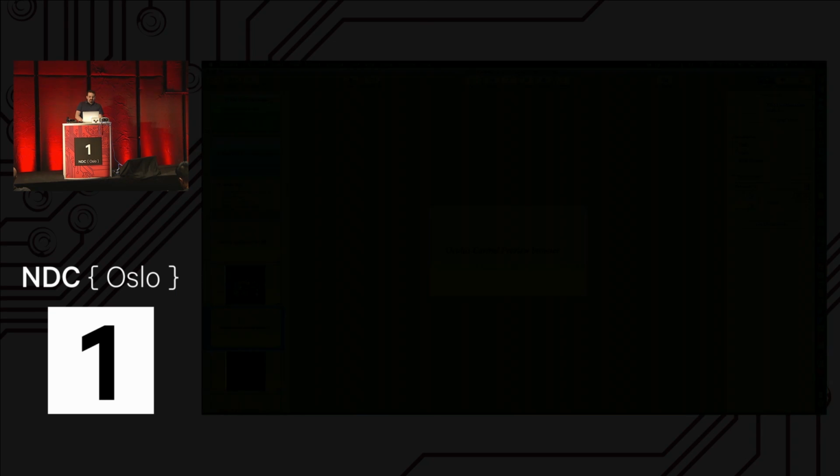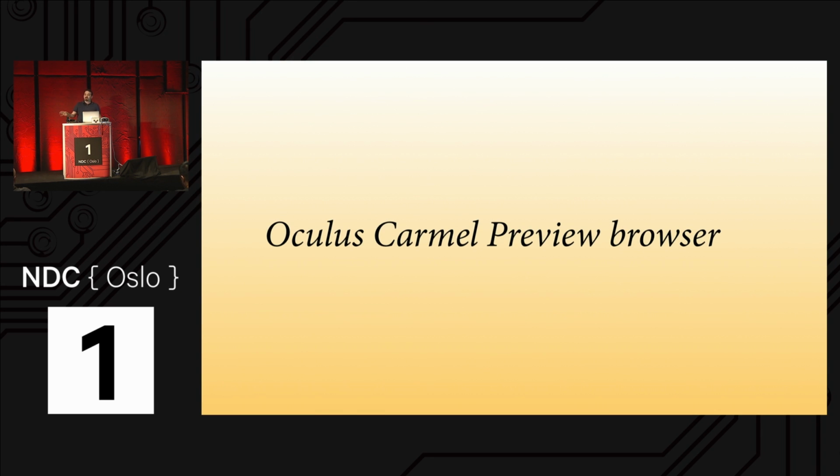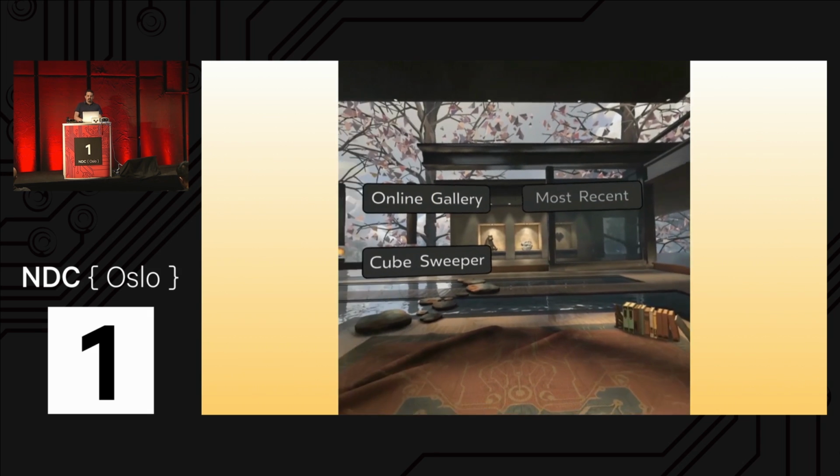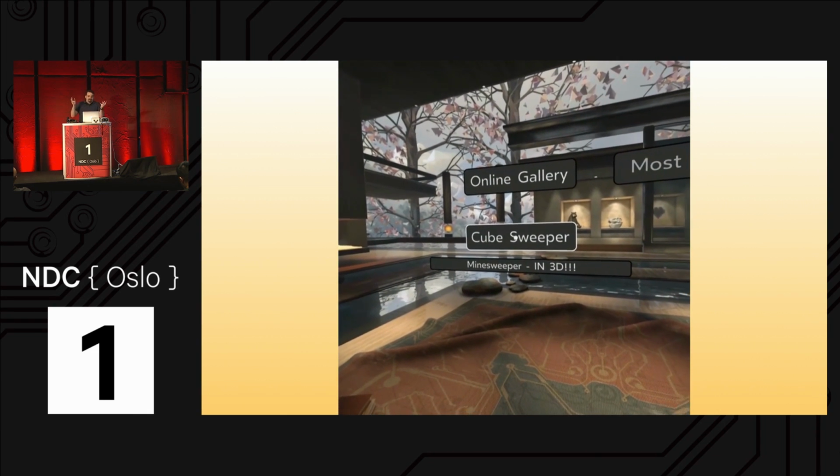Okay, so the next example is the Caramel preview browser. So that's the Facebook one. Today, you cannot type a URL, so the only thing that you can experience are demos from Facebook. So it's just a quick demo there. So that's the browser.